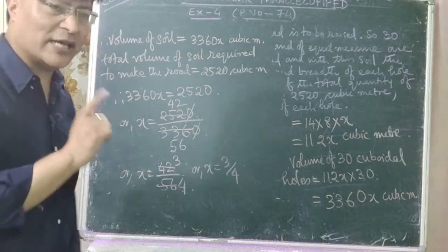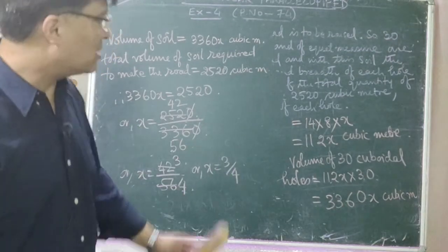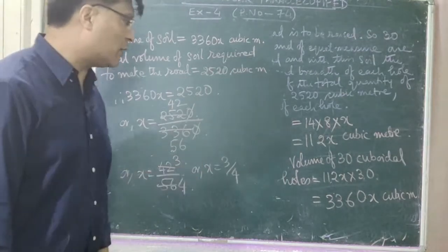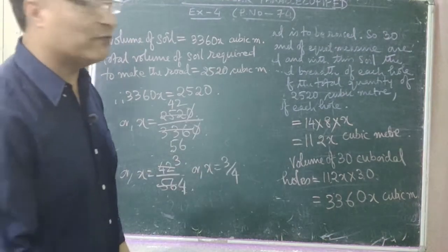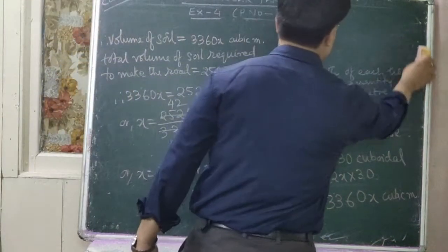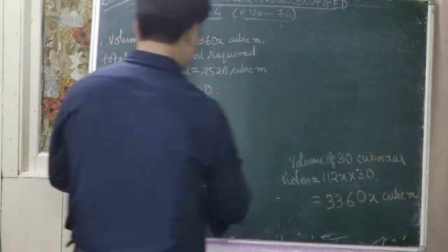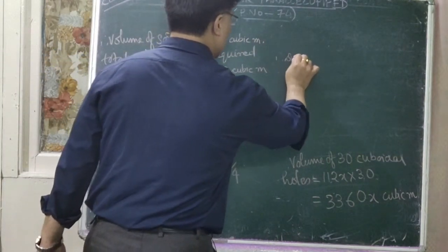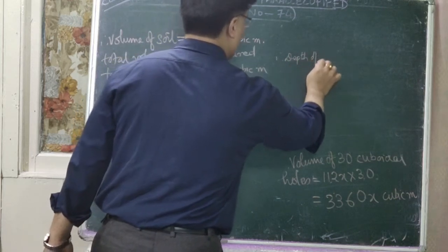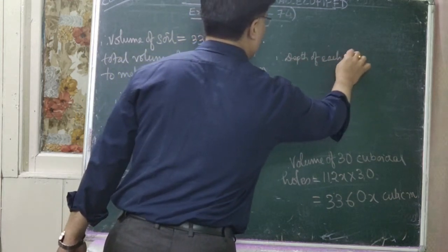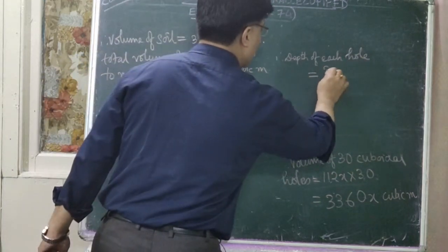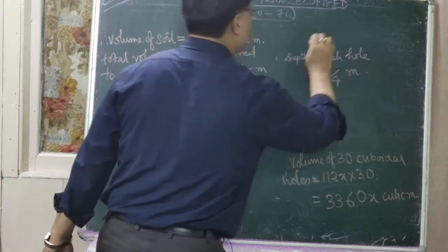So this x was assumed as what? This x was assumed as depth of each hole. So what is the depth of each hole is equal to 3 by 4 meter. So write down here. So what is the answer now? So therefore depth of each hole is equal to 3 by 4. What is this unit? It is meter.